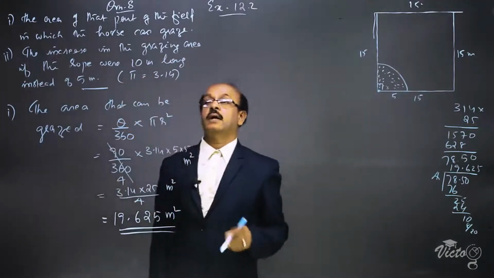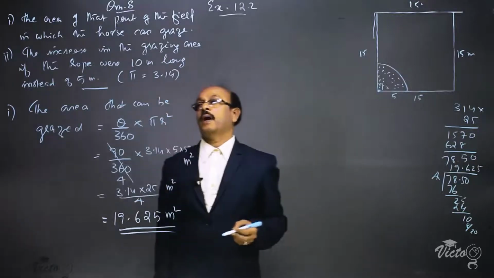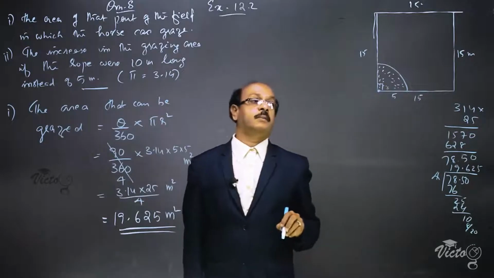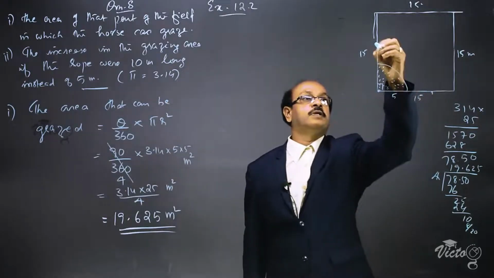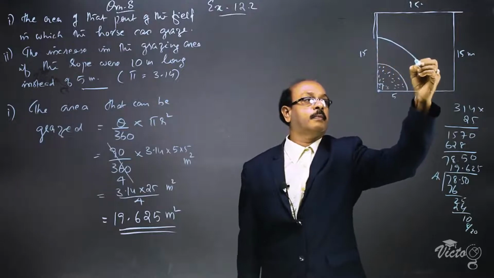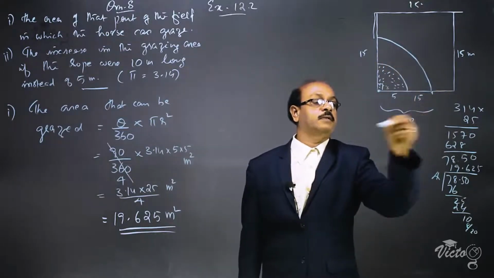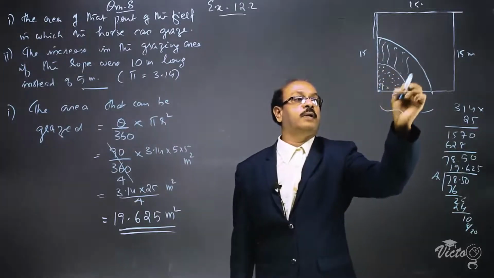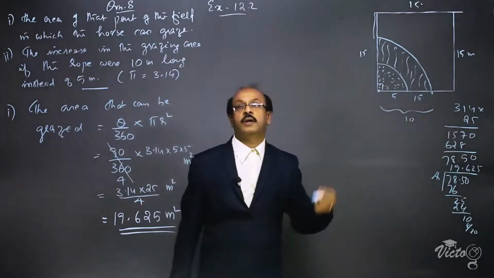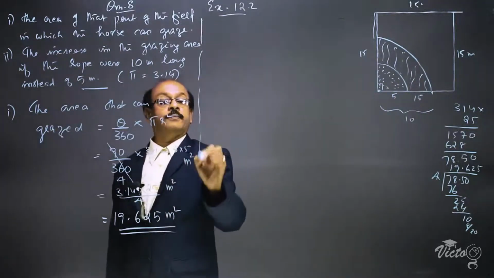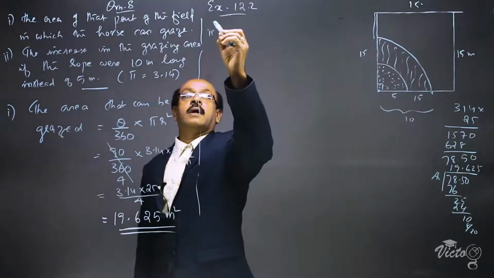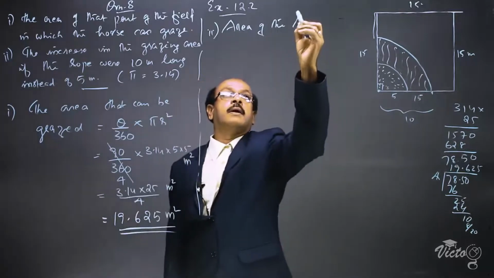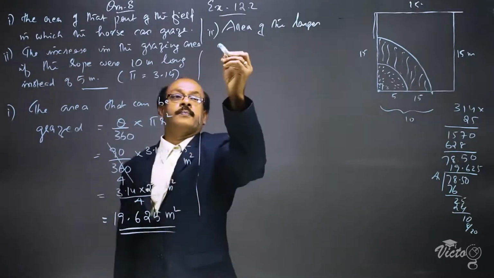Here the radius we had taken as 5 meters. In the second part, they are asking us the increase in the grazing area if the length of the rope is 10 meters. That means this much area can be grazed. So we have to find out the area of the larger sector. Second part, area of the larger grazing field.